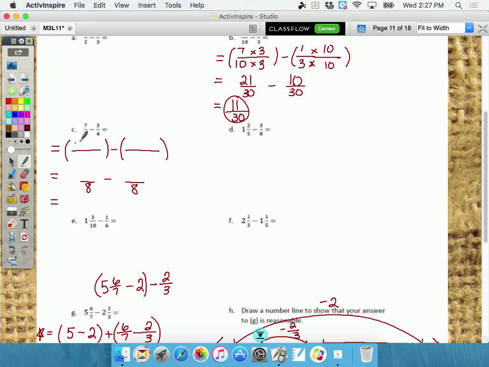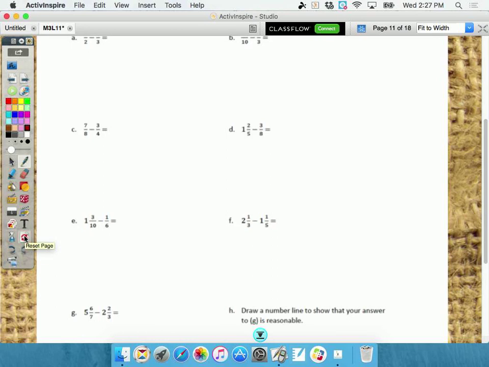So technically I could skip this step and just write 7/8. Or if you really want to do it, you can just multiply it by 1. Now 3/4. 4 times what equals 8? 2. So 3 times 2 equals 6, and 1/8 is my answer. Yes. Okay, we're done. Oh, it looks like I didn't get rid of the bottom there. No, we're done.